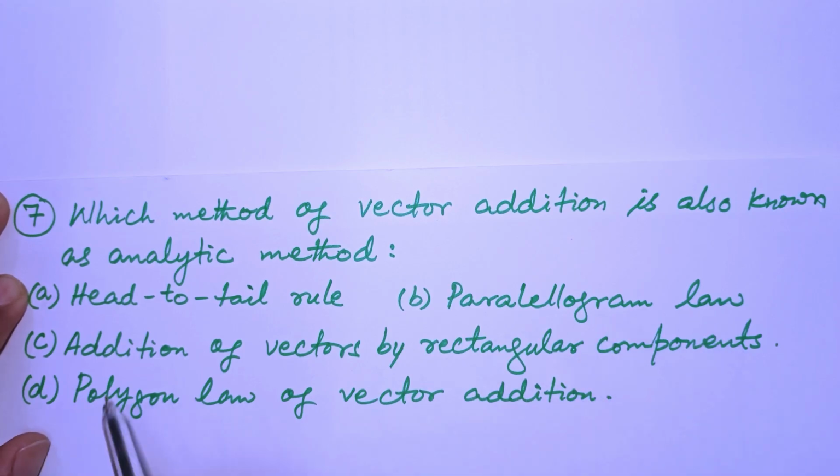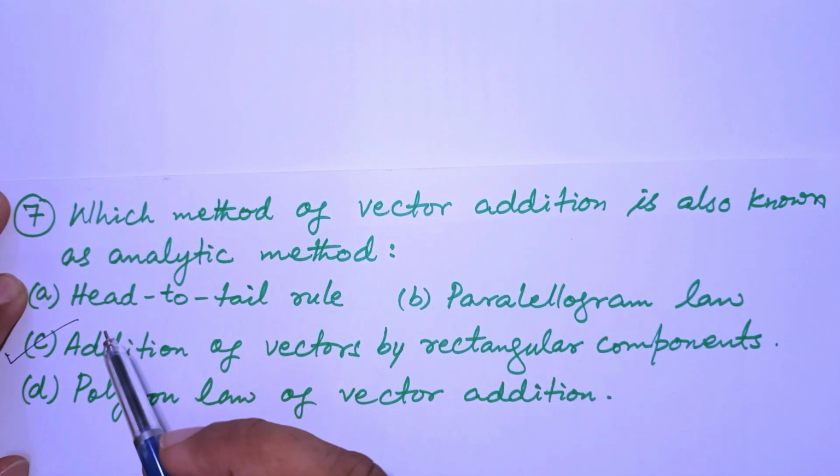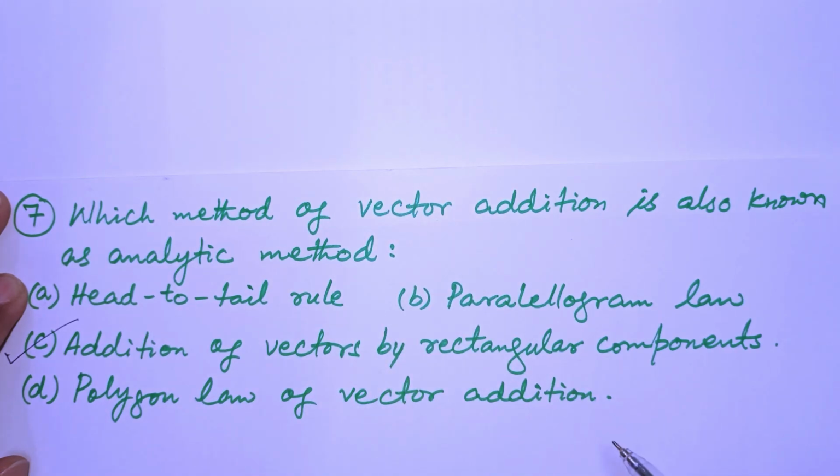So we are left with the addition of vectors by rectangular components. So this is the correct option. It is also known as the analytical method of vector addition.